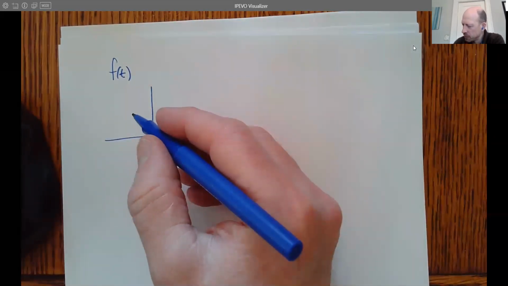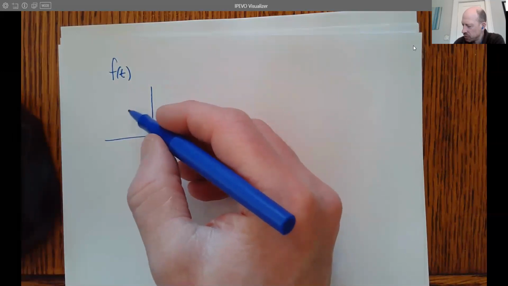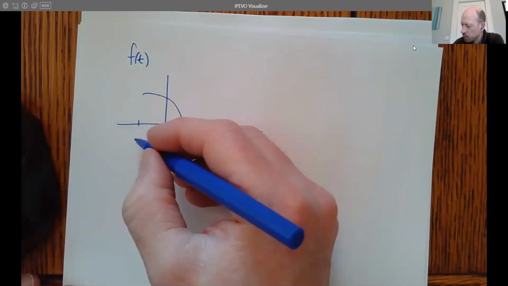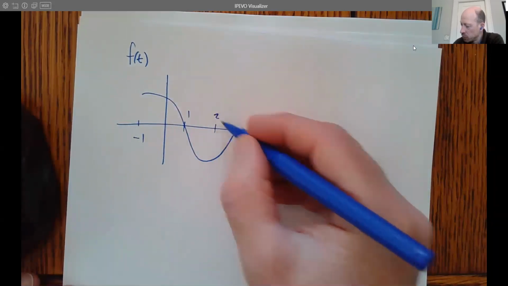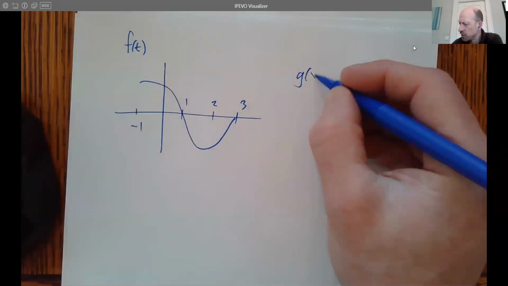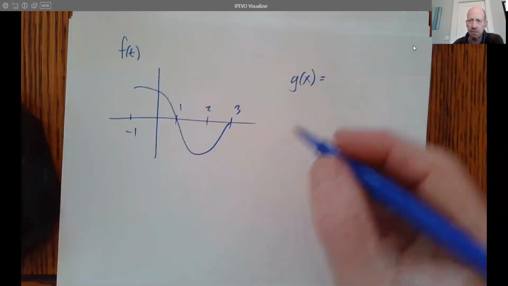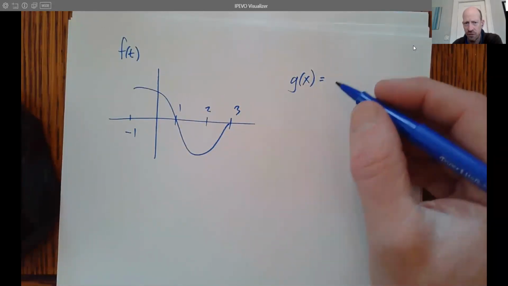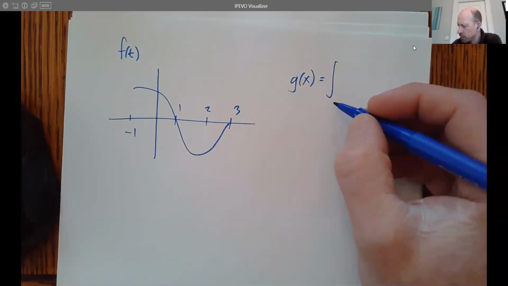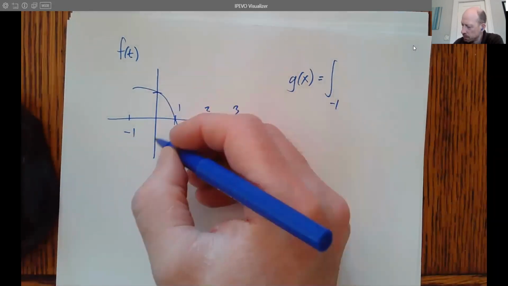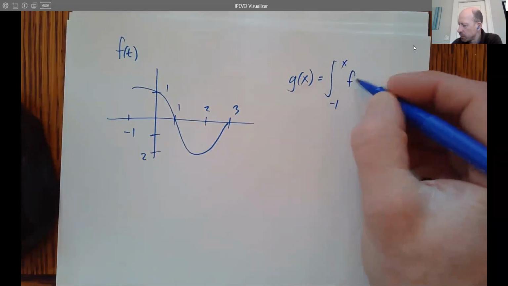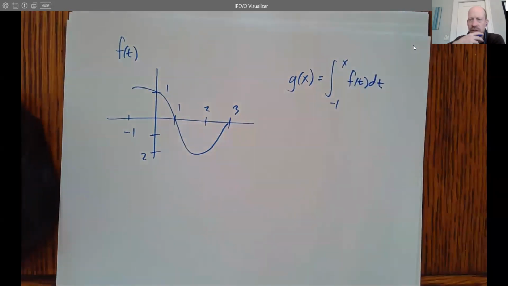What you're given sometimes is a graph, and it could look all sorts of different ways. Maybe this one looks like this. Minus 1, 1. Something like this. Okay. And so we define g of x, and it depends a little bit how it's defined. We usually just start with some starting value. Here maybe I'll start with minus 1 to x of f of t dt.